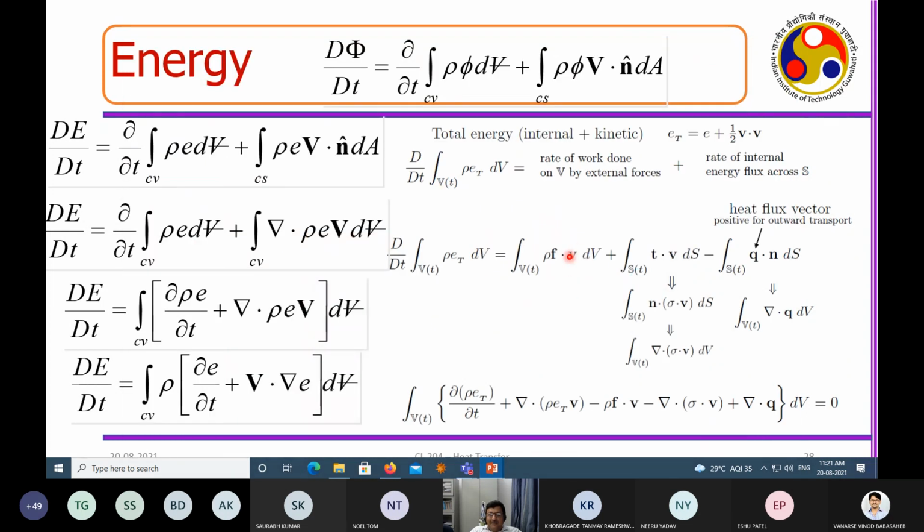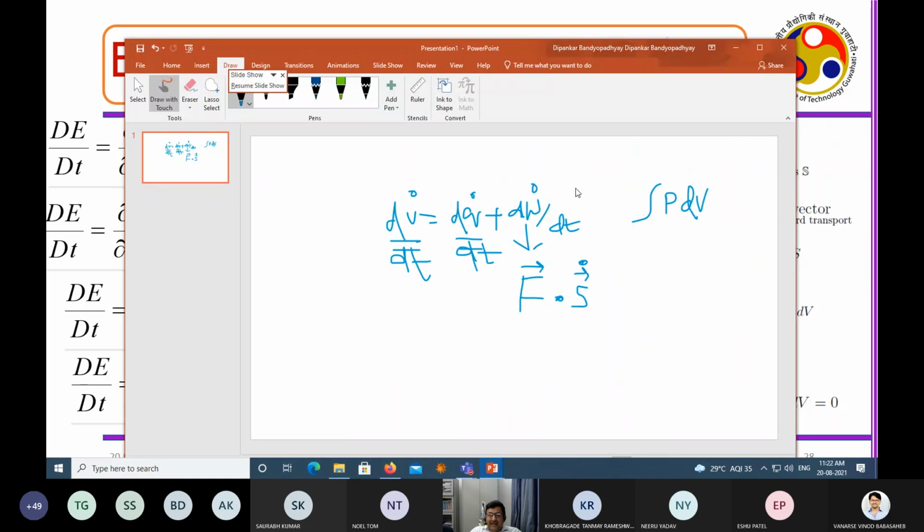So when you multiply the velocity, essentially you are looking at the variation of force with respect to time. That means what are you looking at exactly? You are looking exactly at the work done by the system, or work done on the system, work done by the surrounding on the system, or work done by the system on the surrounding.